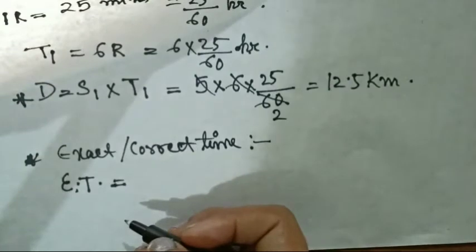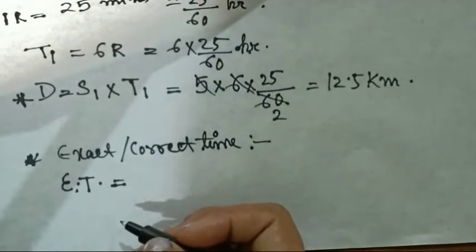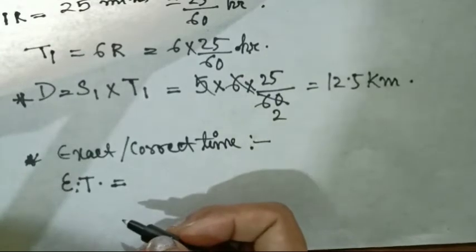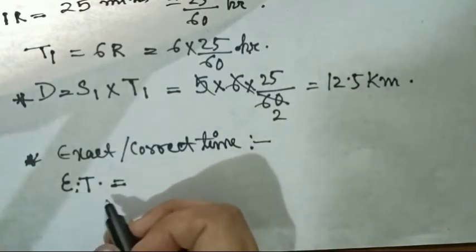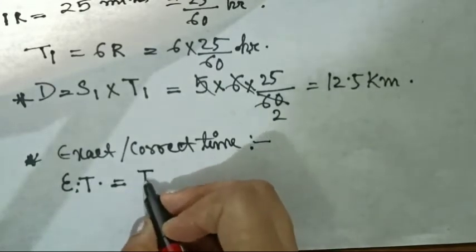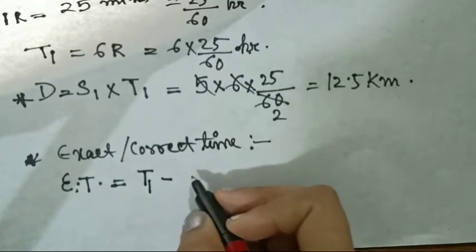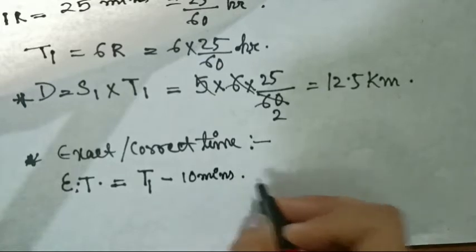Now from this particular question, three questions can be asked. In the first bit it was asked what is the distance from his house. The second bit that can be asked in the exam is what is the correct or the exact time in which he will reach. For finding that, let me represent the exact time or the correct time by ET. Then we will subtract that 10 minutes late from T1 to get the exact time.